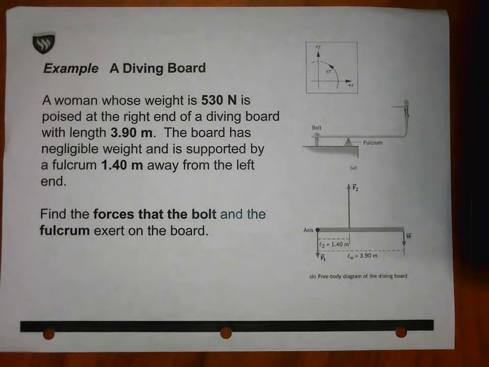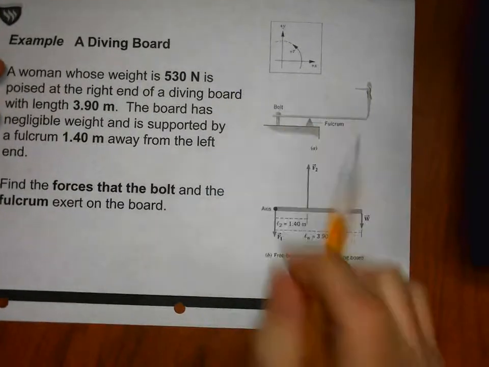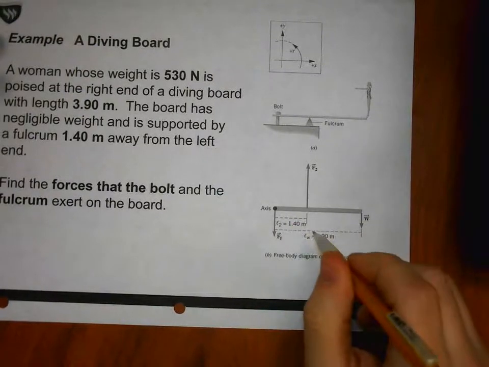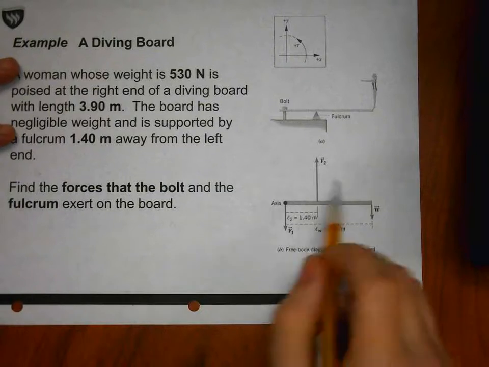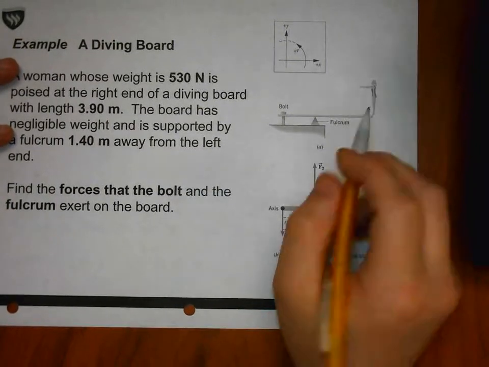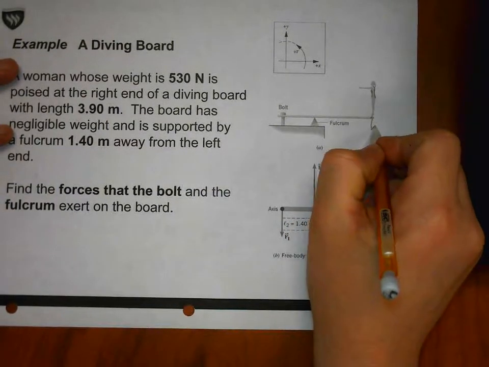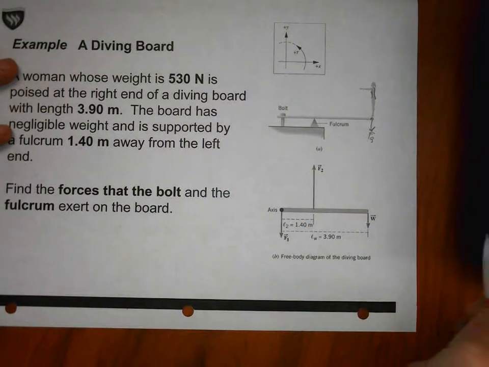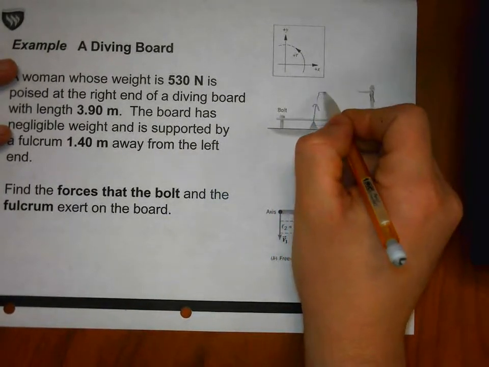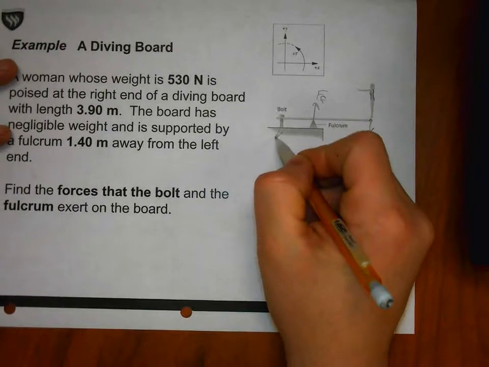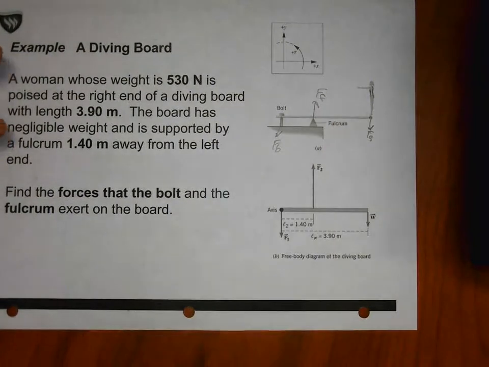Okay, so in this example, we have a person standing on the diving board. Now, you won't get diagrams like this in the problem, say, on a test or on the homework. So you need to know how this diagram is constructed. So you have the force of the weight, I'll call that Fg. You have the fulcrum pushing this way, and you have the force of the bolt pushing down here.